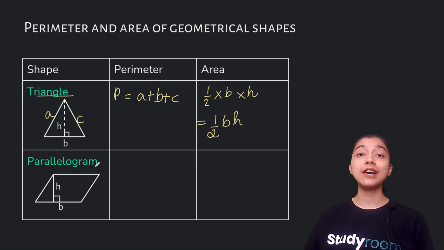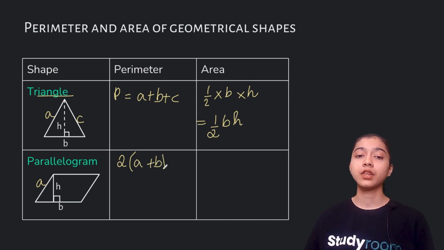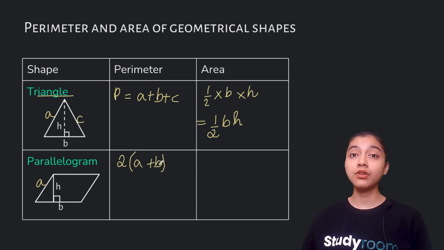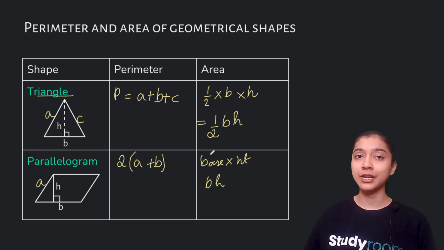Now the next shape we have is a parallelogram. Let us consider the adjacent sides of the parallelogram as A and B. So the perimeter of the parallelogram is just like the rectangle, 2 times the sum of its adjacent sides. So it will be 2 times A plus B. Talking about the area of a parallelogram, the area of the parallelogram is base multiplied with height. The base given over here is B and height is H. So the area of this parallelogram will be base multiplied with height.